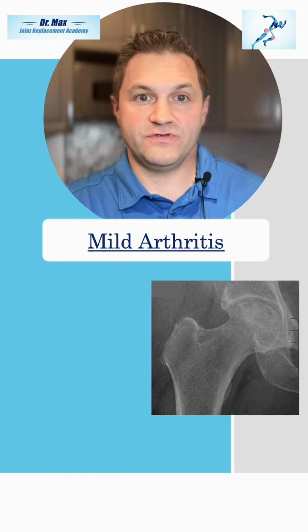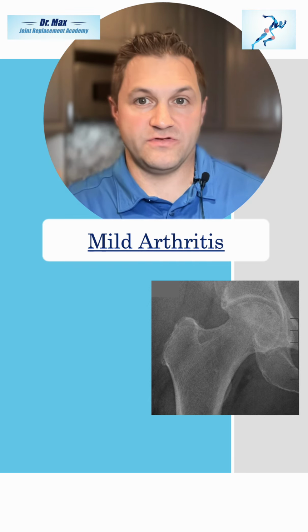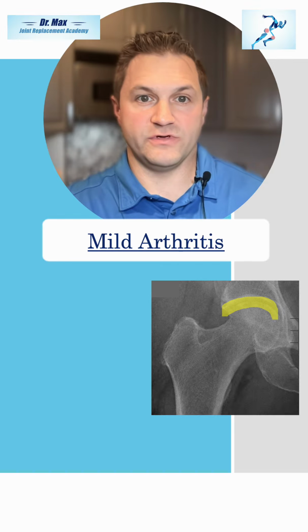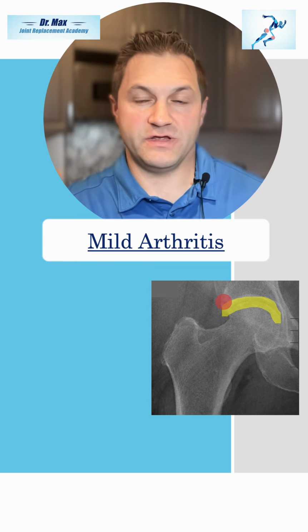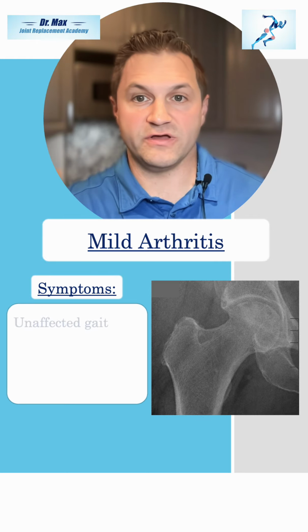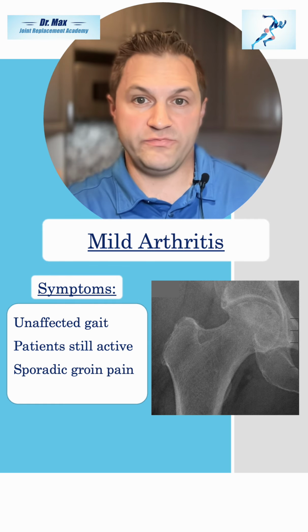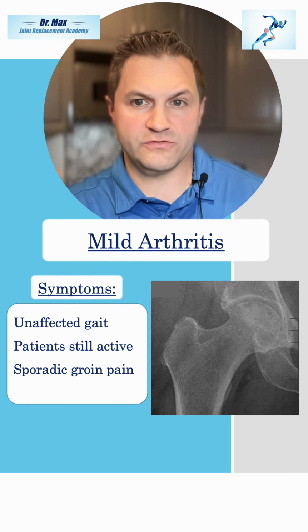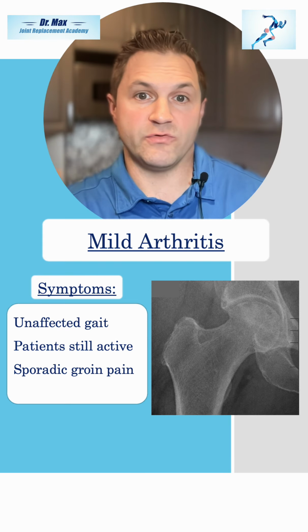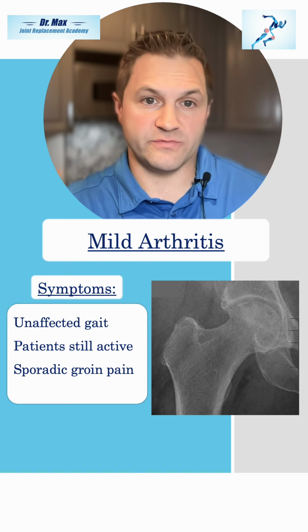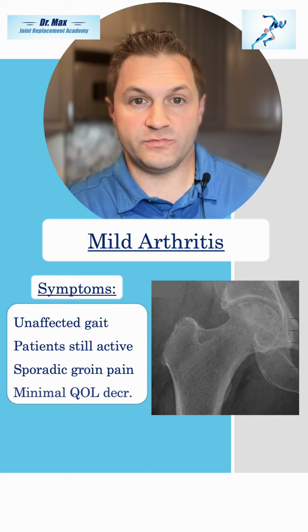This x-ray shows an example of mild hip arthritis, demonstrating minimal narrowing of the joint, very subtle bone spur formation, and normal alignment. A patient with a hip x-ray like this would likely walk with an unaffected gait. They may still be quite active, but experience sporadic groin pain with certain movements or range of motion. But they most likely would be performing activities they enjoy with minimal disruption of pain and therefore experience minimal quality of life disruption.